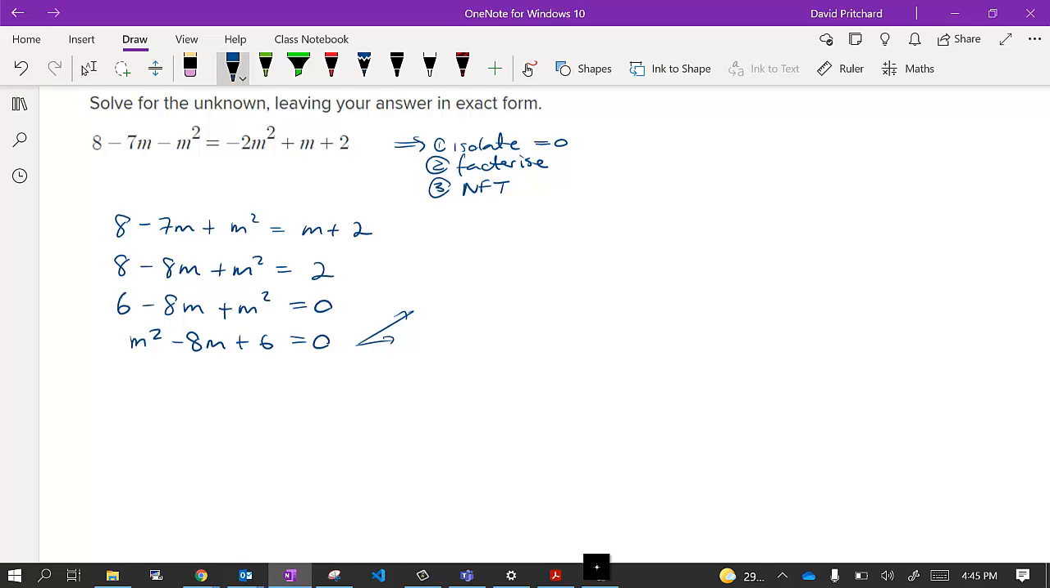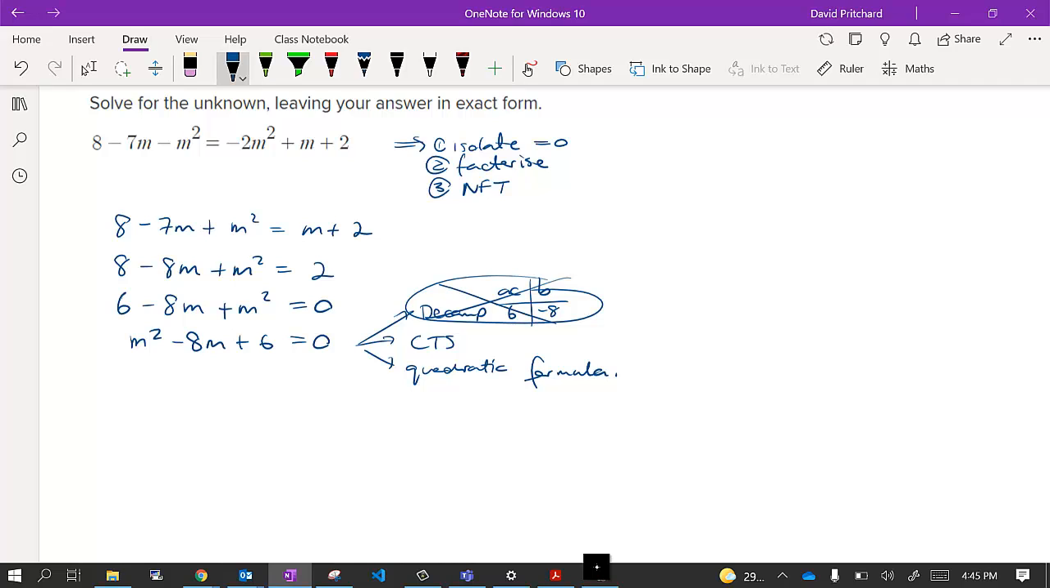We could look at decomposition, we could complete the square, or we could use the quadratic formula. Now, I'm going to say that decomposition isn't possible, because when we look at A, C, and B, we get A times C, which is 6, and B, which is negative 8. I can't think off the top of my head any factors of 6 which will add or subtract to give me negative 8. So I know straight away that's out.